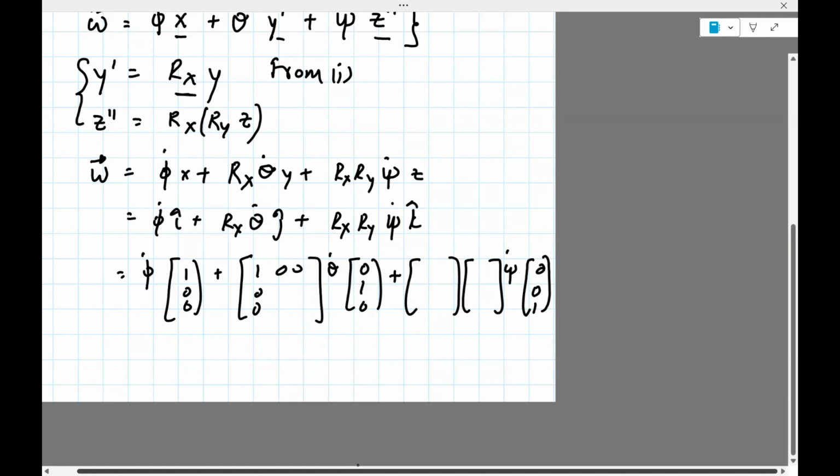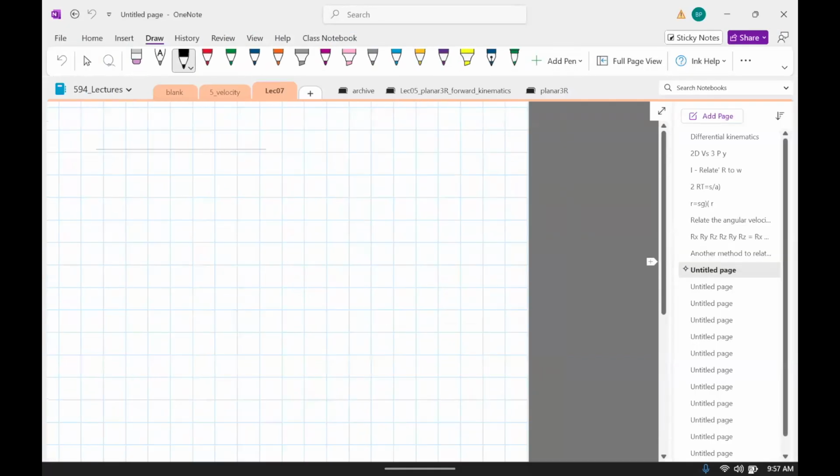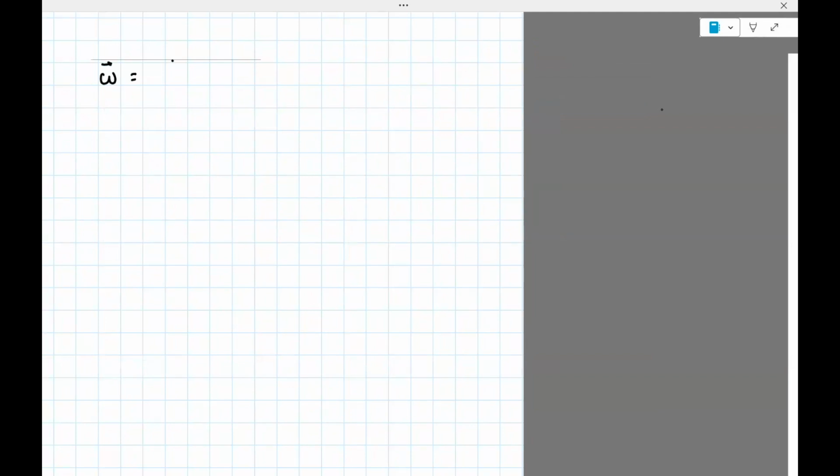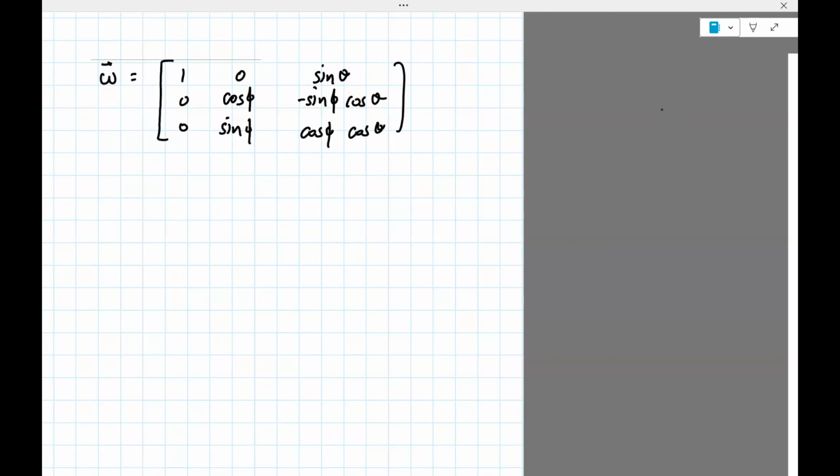Once you do that, you can solve for omega. So the simplification gives you a 3x3 matrix, which looks like this. One, 0, 0, 0, cosine phi, sine phi, sine theta, minus sine phi, cosine theta, cosine phi, cosine theta, times phi dot, theta dot, psi dot. Okay, so you can write this as omega equals A times, I'm going to use this notation for the rate of change of Euler angles.